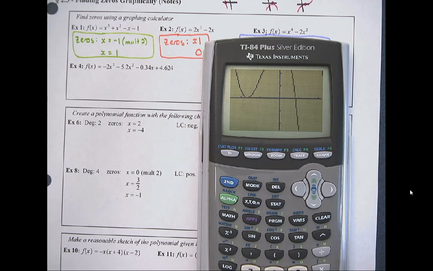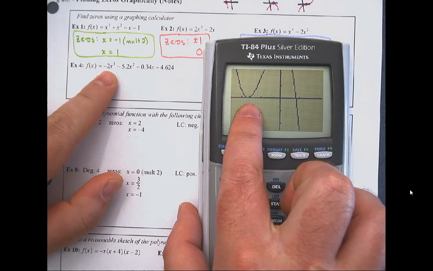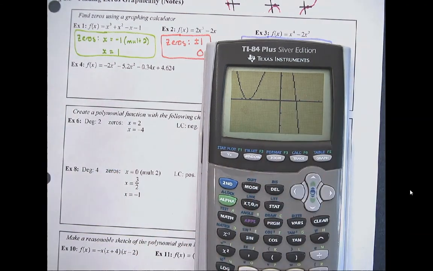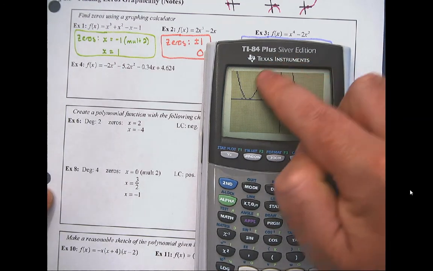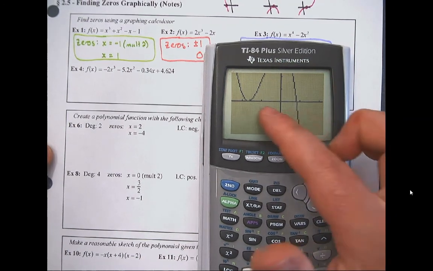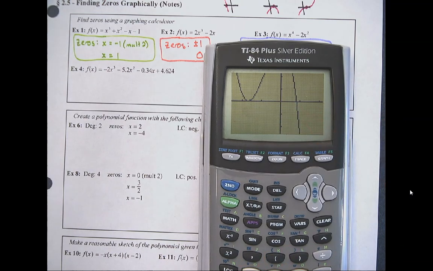So is this a good window or a bad window? I'm supposed to have 3 zeros. That's a multiplicity 2. That's a multiplicity 1. So yeah, it's good enough. I don't care how high it goes, right? We're trying to find zeros, so we're trying to figure out where it hits the x-axis.